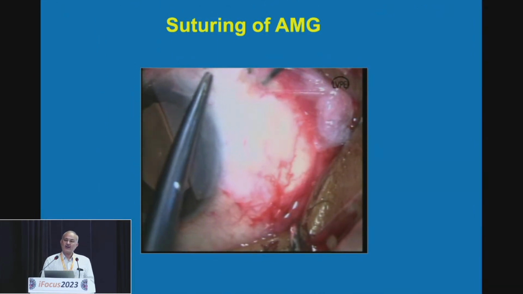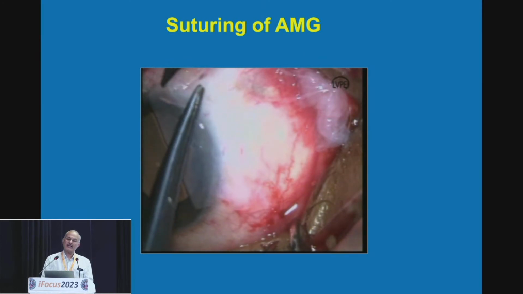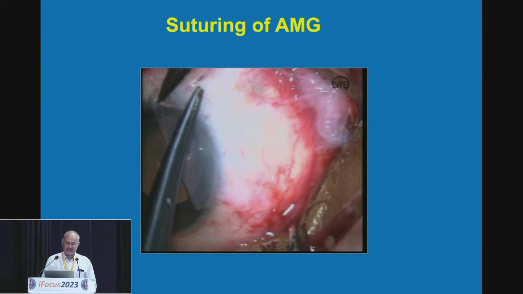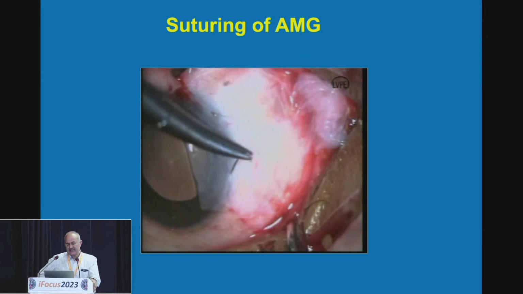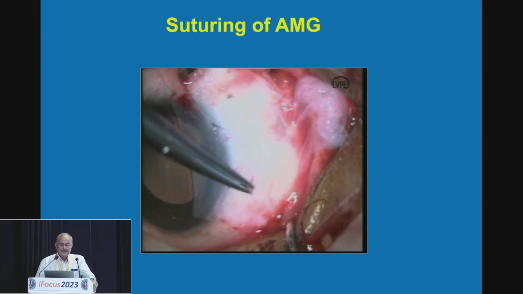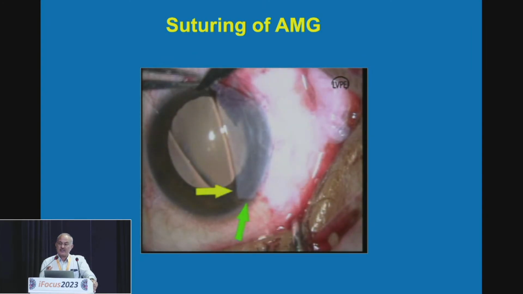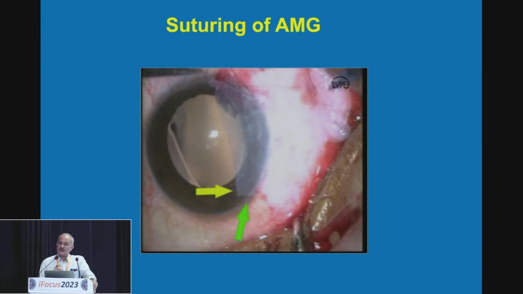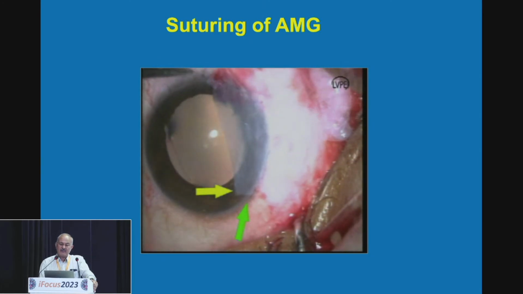Now, how do you use the amniotic membrane? The processing and all that I'm not going to cover. That is provided mostly from the eye bank. What you are seeing here is suturing with 10-0 monofilament. The sutures should be put circumferentially so that they can hold the amniotic membrane in place.